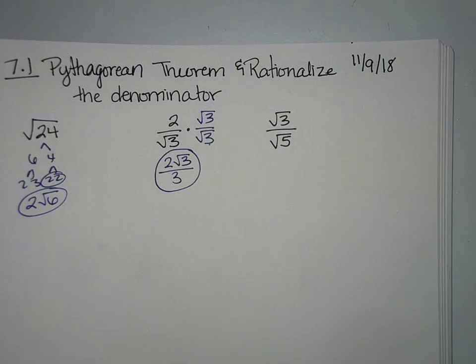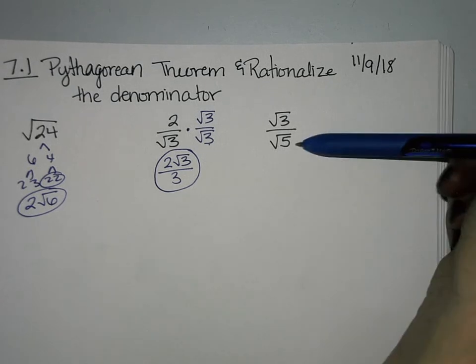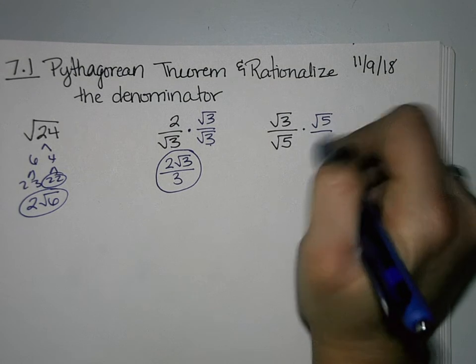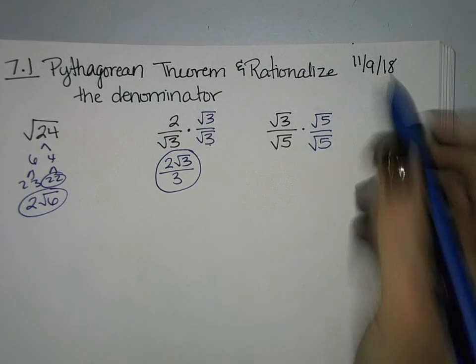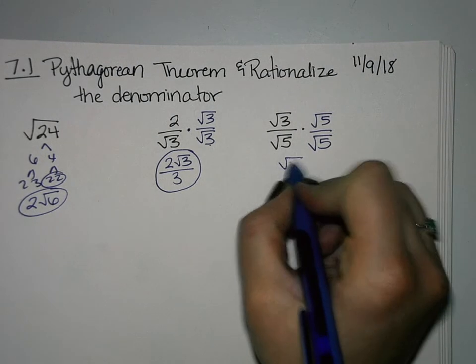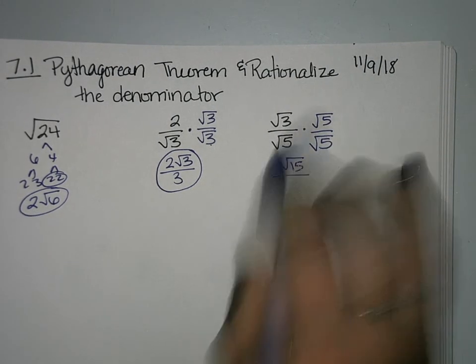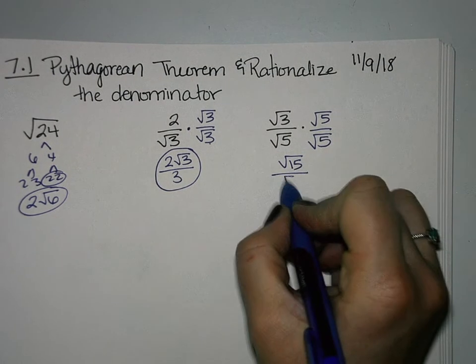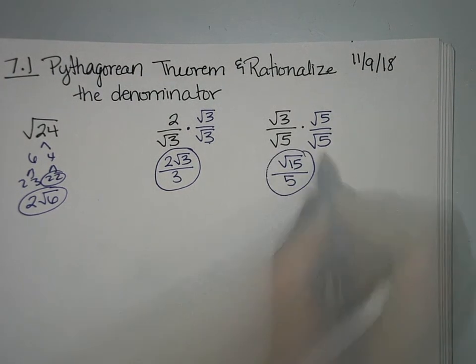Okay, now what about the last one here for rationalizing? What do we have to multiply by? Square root 5. And we're going to multiply that on top and bottom. So on top, root 3 times root 5, root 15. And on the bottom, root 5 times root 5, root 25, which is 5.